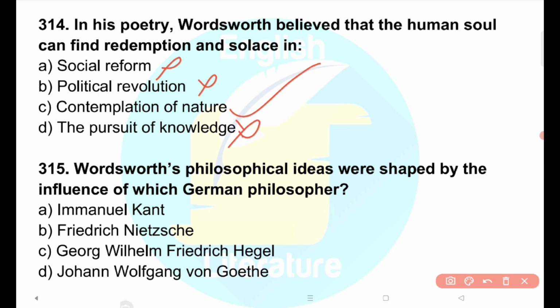Wordsworth's philosophical ideas were shaped by the influence of which German philosophers? Option A, Immanuel Kant. Kant's ideas on intuition, perception, and the mind shaping experiences influenced Wordsworth's belief that nature and the human mind interact to create meaning.